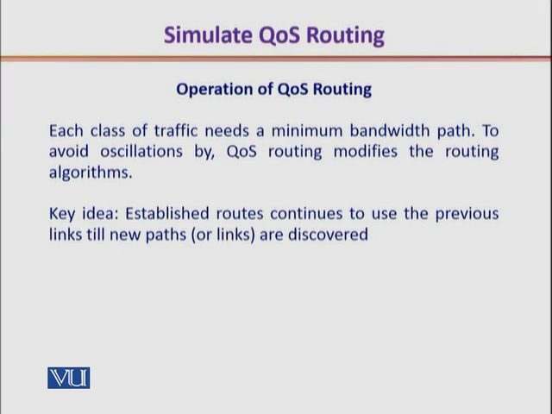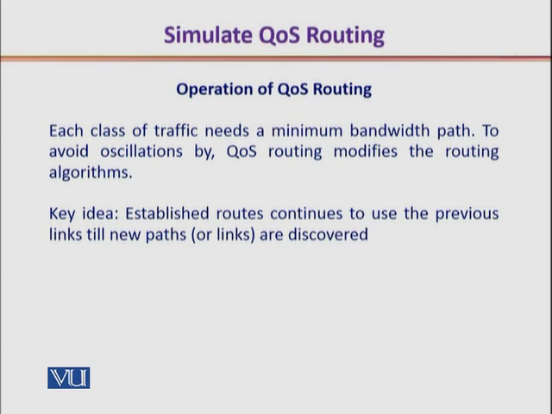So what is QoS routing? If the traffic is classified into best effort, bronze, gold, platinum, and diamond services, each class of traffic would need a minimum bandwidth path. And if that bandwidth is not available, or if the paths offering such bandwidth change with time, it is likely that oscillations might start for such traffic flow.